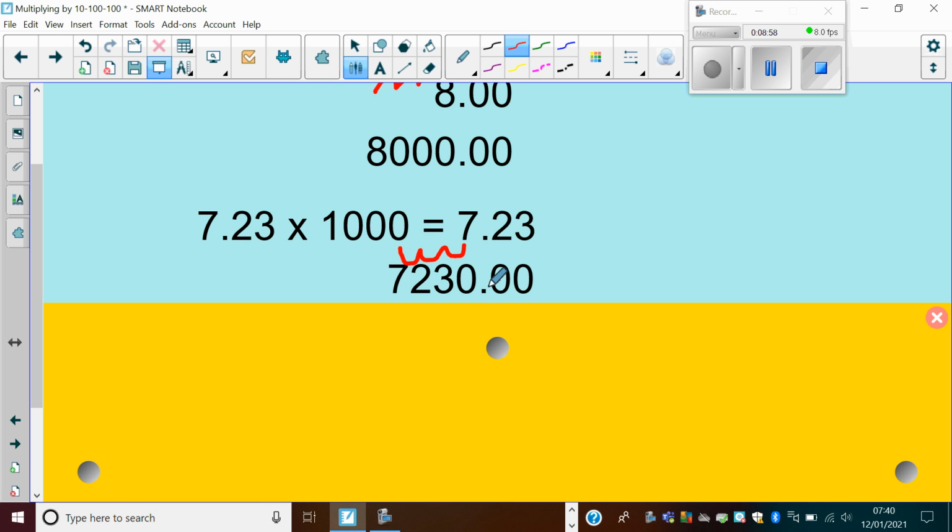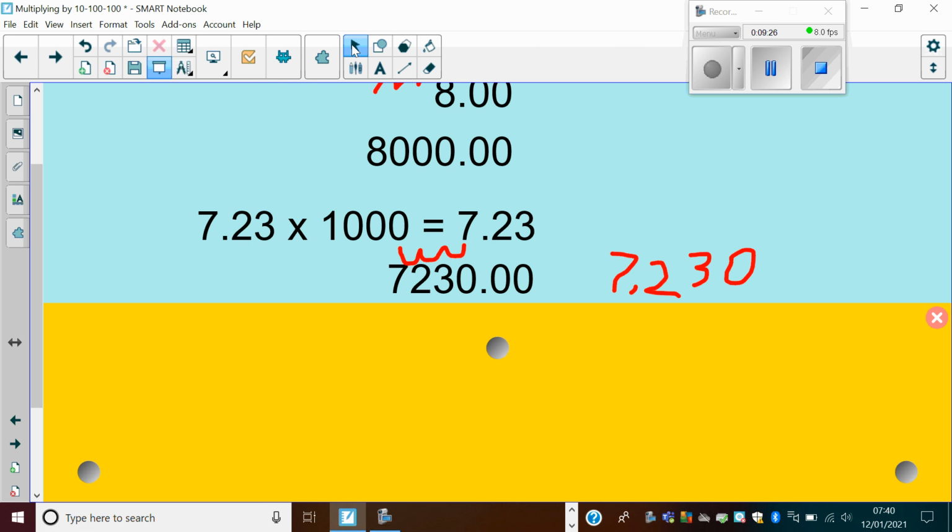Because my decimal point is in line, I need to add a placeholder 0. And so I have 7,230.00, which is the same as 7,230. I do hope your handwriting and presentation is neater than my smartboard writing here today. But that's the end. That's as simple as it is to multiply by 10, 100, and 1,000.